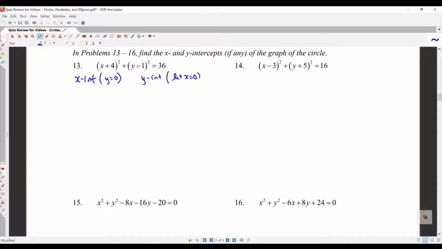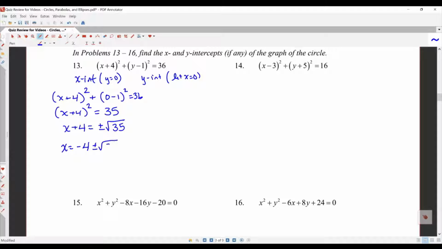To find the x-intercept, we're going to let y be 0, so I get (x + 4)² + (0 − 1)² = 36. 0 minus 1 is negative 1. Negative 1 squared is positive 1. We subtract that from both sides. That leaves us 35. Take the square root of both sides. Don't forget that leaves me plus and minus the square root of 35, which does not simplify. So my x-intercepts are negative 4 plus or minus the square root of 35.